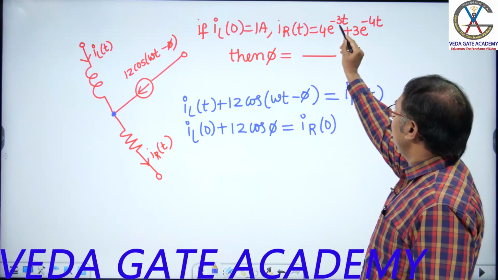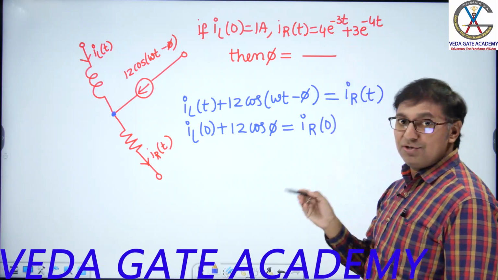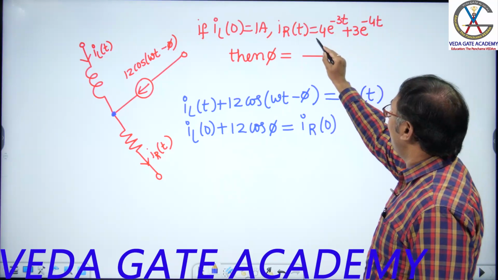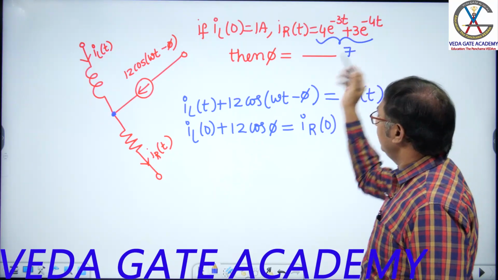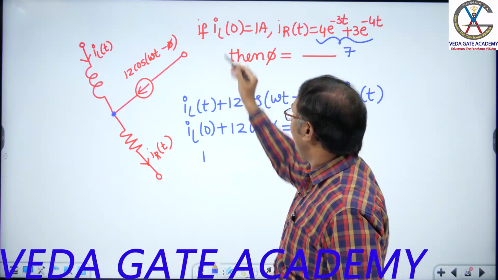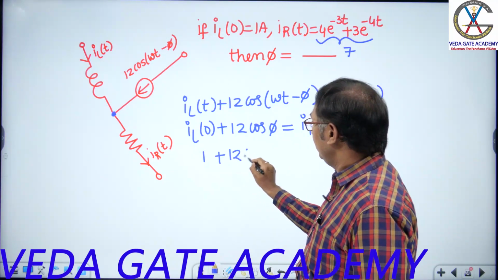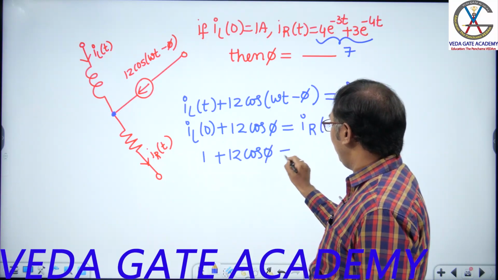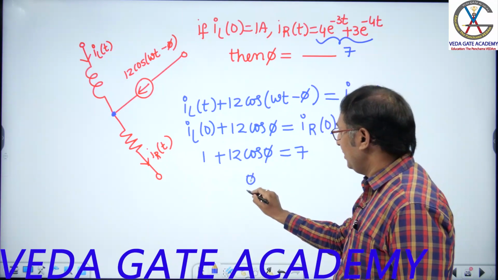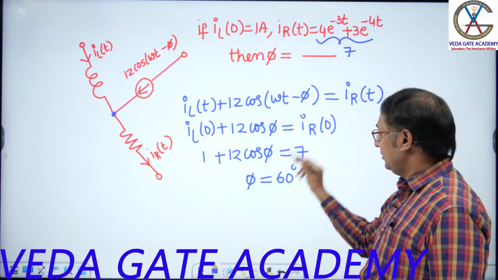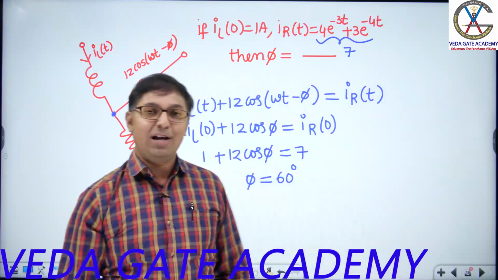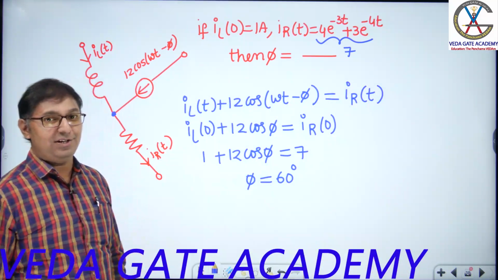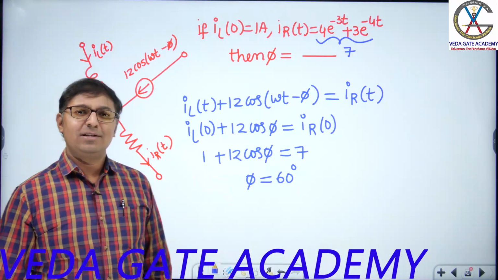What is IR of 0? This is e power minus 0, e power minus 0, so the value totally is 7. Here I can put IL of 0 as 1. So 1 plus 12 cos phi equals 7. What is the value of phi from this? 60 degrees. The value of phi is perfectly 60 degrees. Have a look, simple.